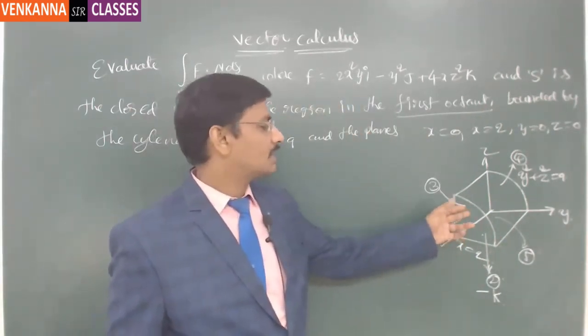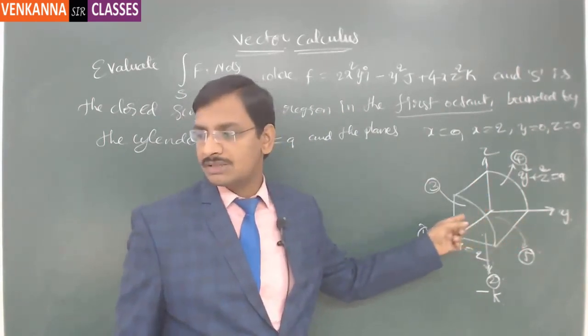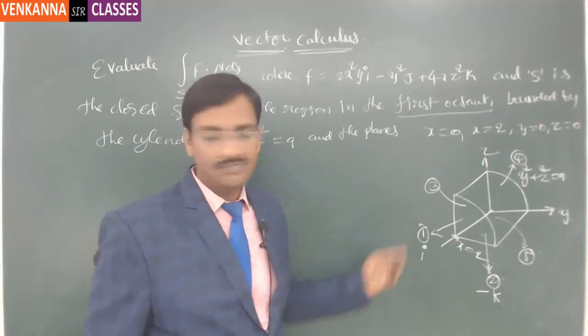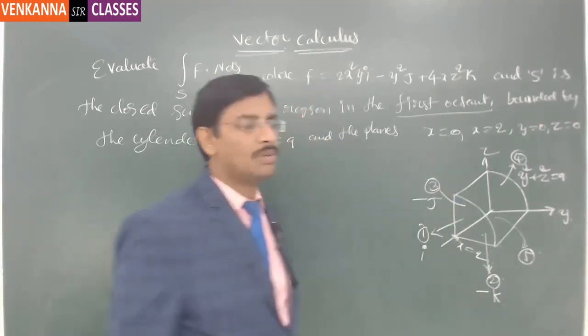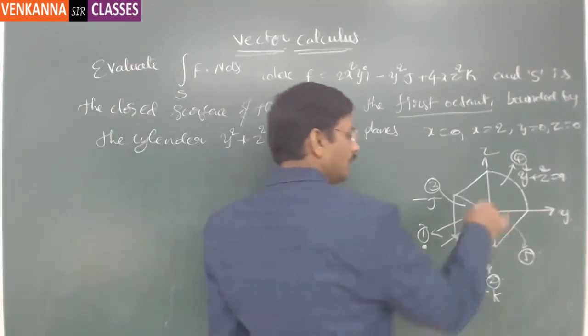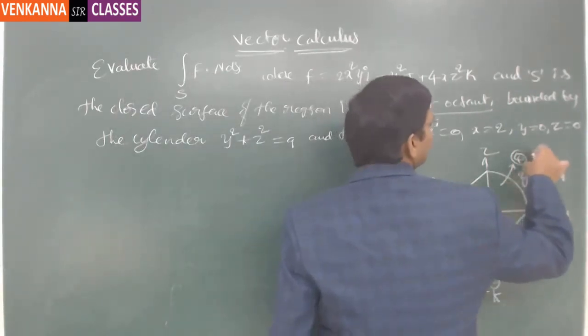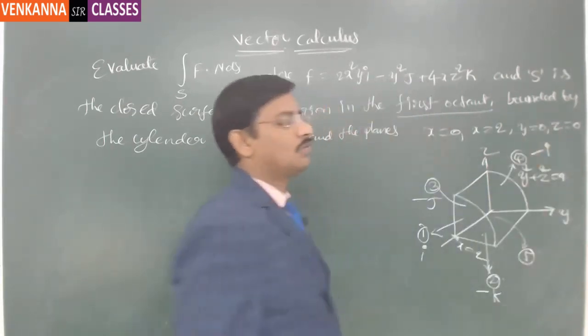Similarly, surface number 3 is against the positive y direction, on the other side, so its outward normal is minus j cap. Surface number 4 is against the x axis, so it is going to be minus i cap. That is surface number 4.